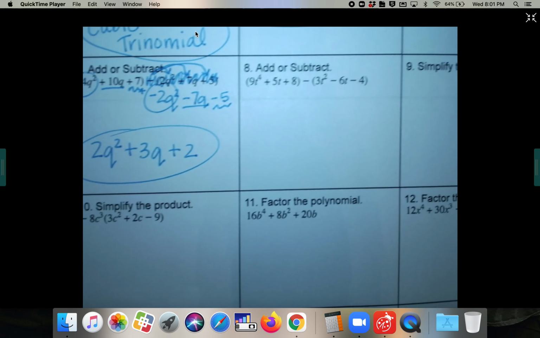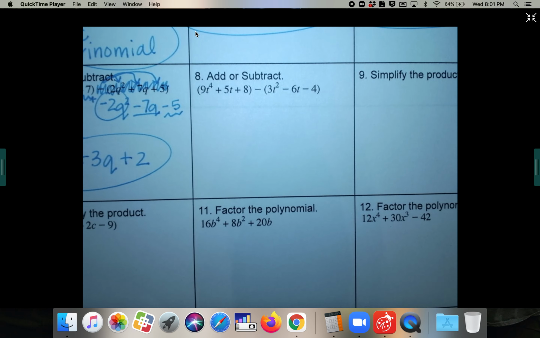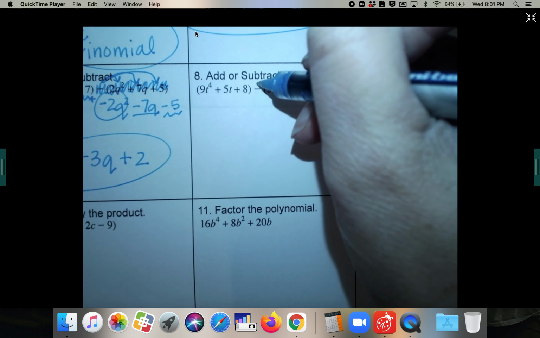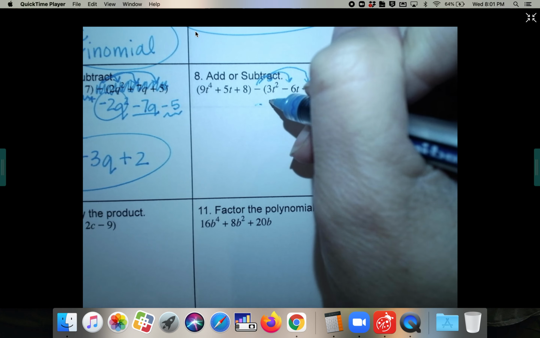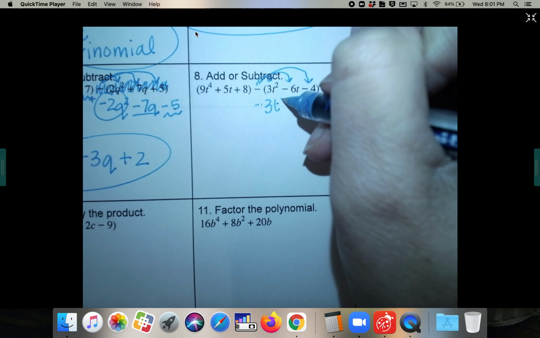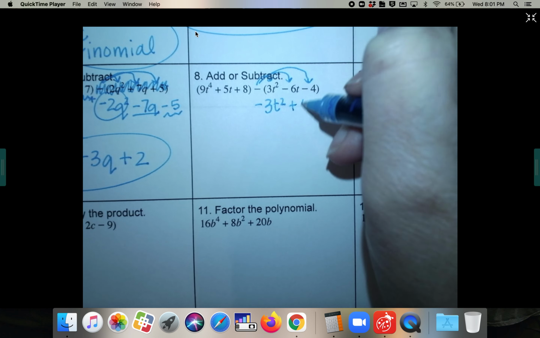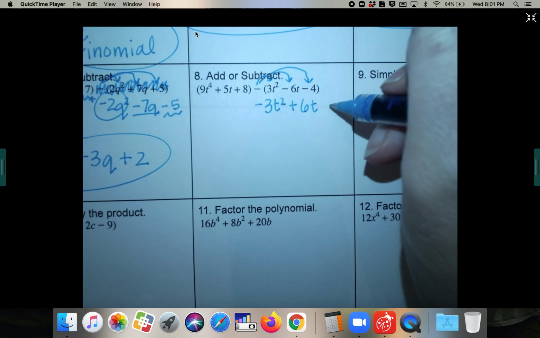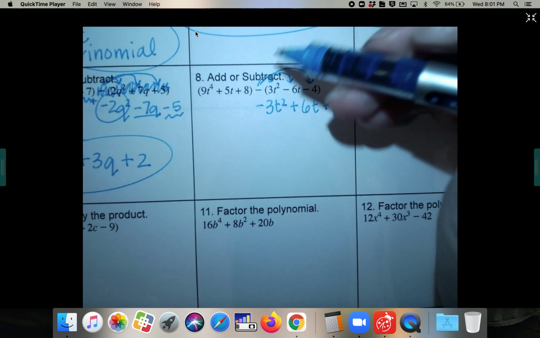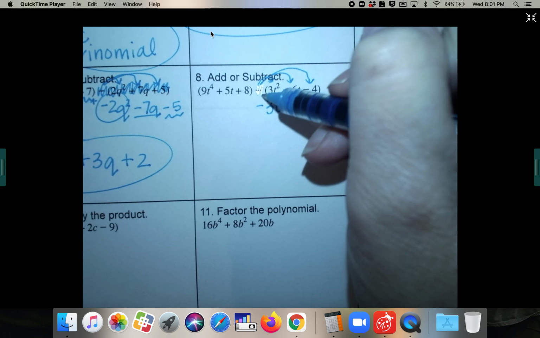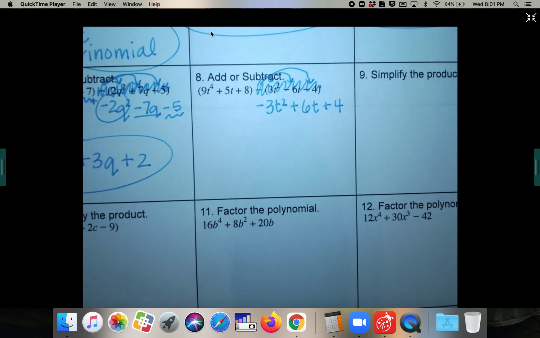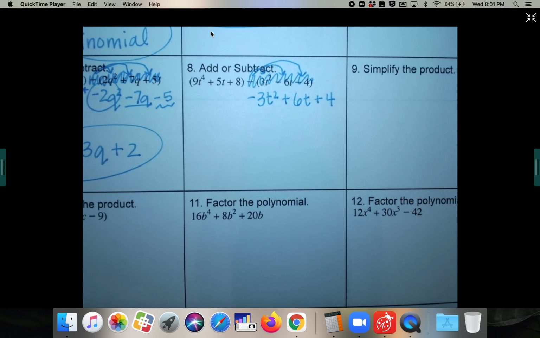And that's that. So in case you forgot, let's go through it again. If it's subtracting, you really have to distribute that negative through. So this is actually going to be negative 3t squared, and that's going to be plus 6t, and that's going to be plus 4, because negative times negative is going to change those to positives. So then I'm just going to scribble it out, and I'm going to add to combine my like terms.